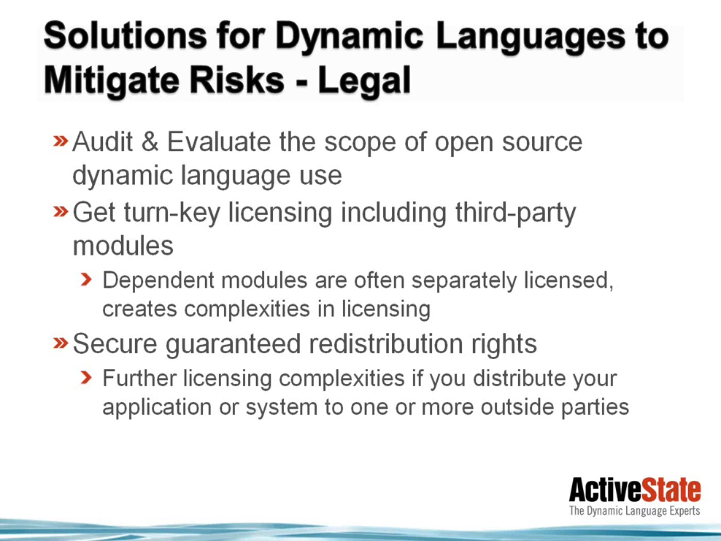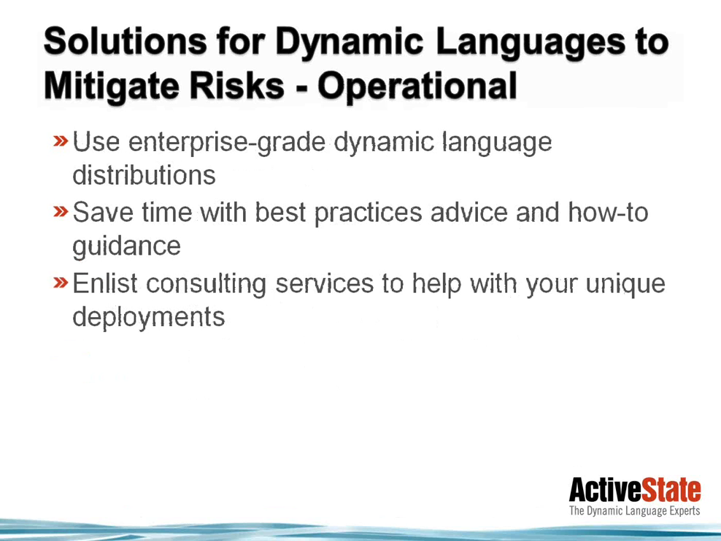So with that in mind, now I want to move on to, we talked about how we mitigate legal risks. Let's look at how we mitigate operational risks. One of the things I mentioned earlier is the challenge is that there are so many different versions of the dynamic language out there. So you use an enterprise-grade dynamic language distribution from ActiveState. And the beauty of this is that you have one distribution, and you know it's the same regardless of which platform you're using, and you know it's going to work with all your mission-critical or business-critical applications.